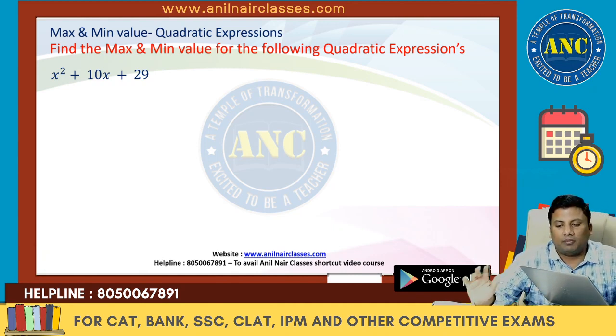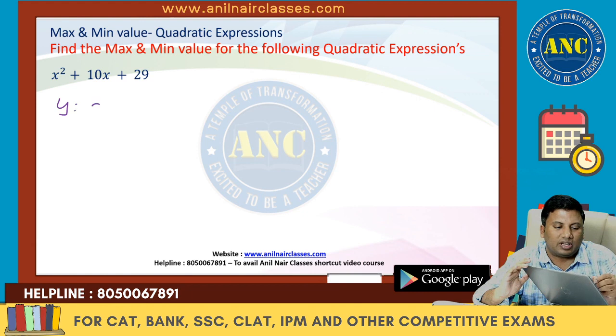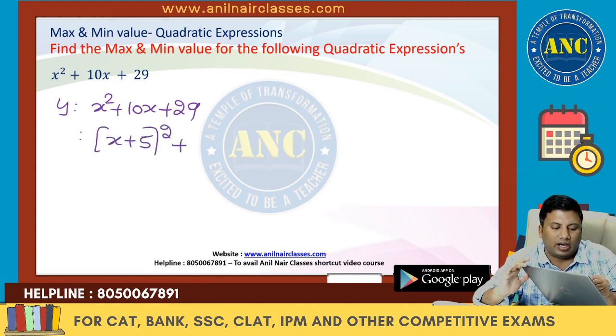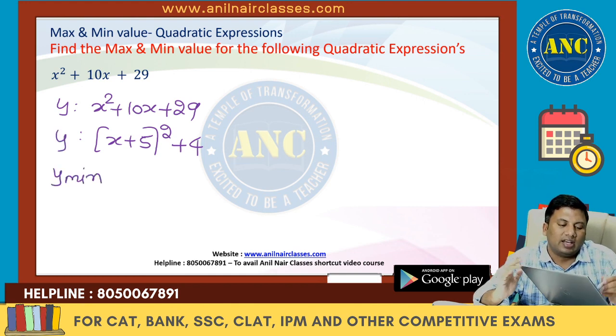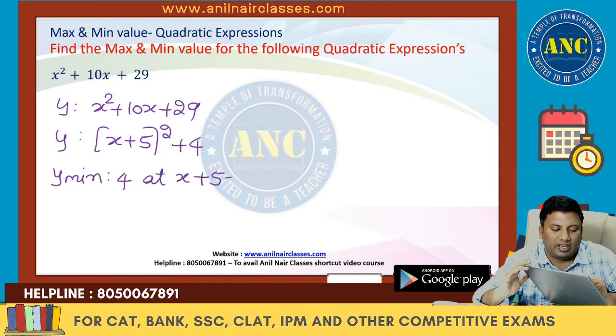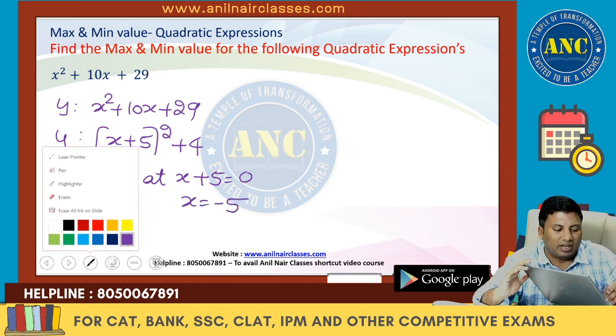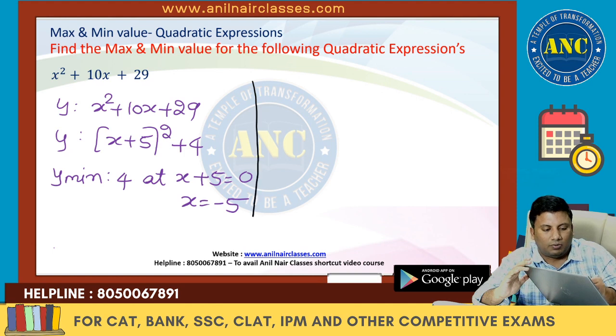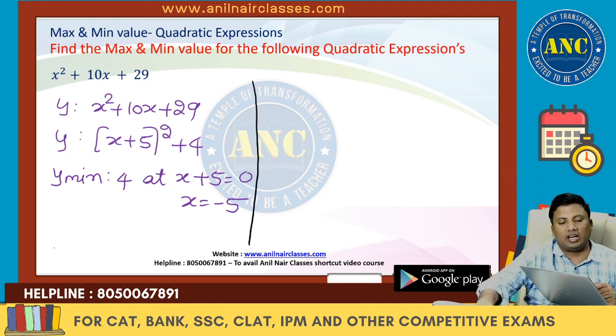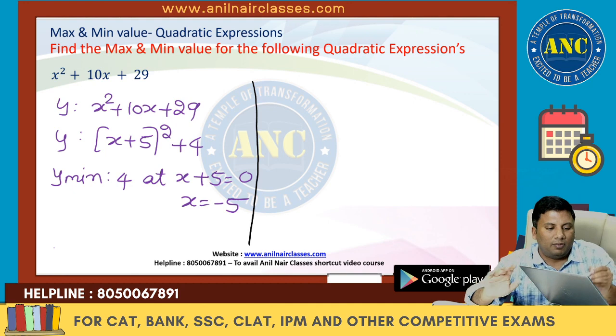Find the maximum and minimum value of the expression. This is nothing but x square plus 10x plus 29. This is nothing but (x plus 5) whole square plus 4. So (x plus 5) whole square is greater than or equal to 0. Y minimum will be 4 at x plus 5 equivalent to 0, that is x equivalent to minus 5.